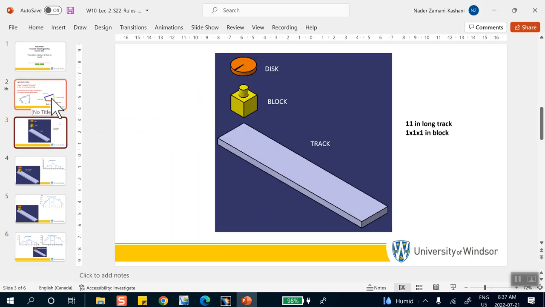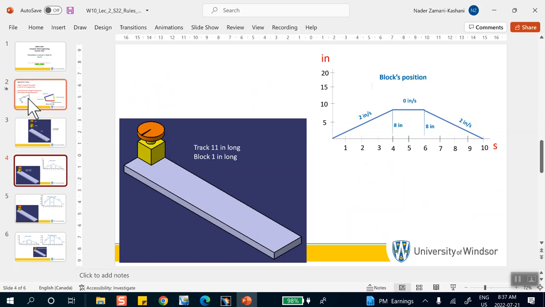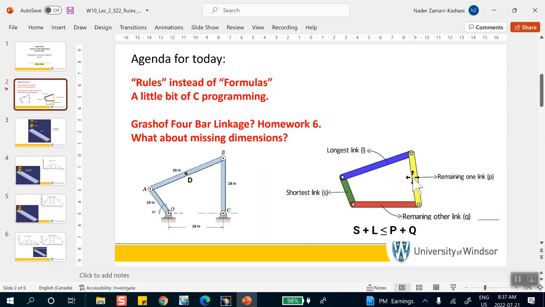Oh yeah, I forgot to tell you. Actually, there was a comment here. What about the missing dimensions? In this problem, I didn't give you, for example, the whole radius. I didn't tell you how much this had to be padded because those are irrelevant as far as the mechanism is concerned. The only thing that's important is that center to center length. Center to center, center to center, center to center.